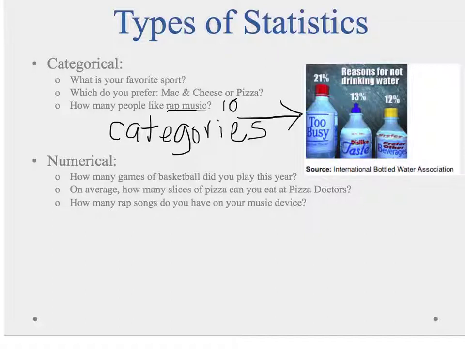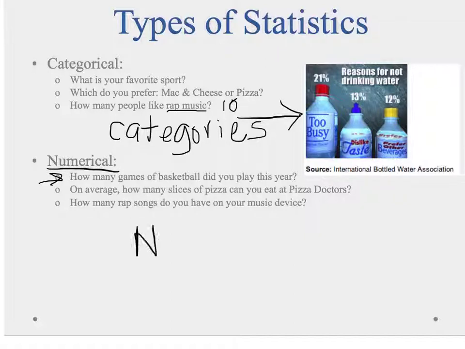But here are some numerical statistics. So instead of asking what is your favorite sport, you could ask how many games of basketball did you play this year? And you would expect a varying amount of numbers. Some people might say 10 games, 20 games, 0 games. That's a numerical statistic. On average, how many slices of pizza can you eat at Pizza Doctor's? Again, people are going to give you a number for their answer. How many rap songs do you have on your music device? Again, people are going to give you a number answer.